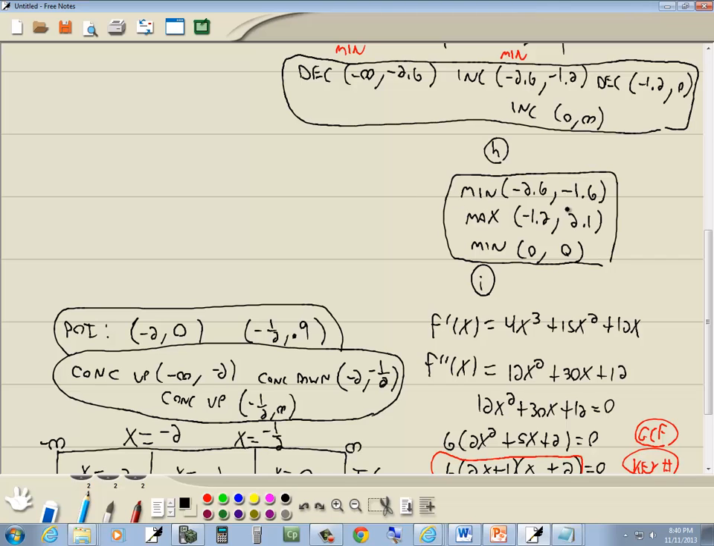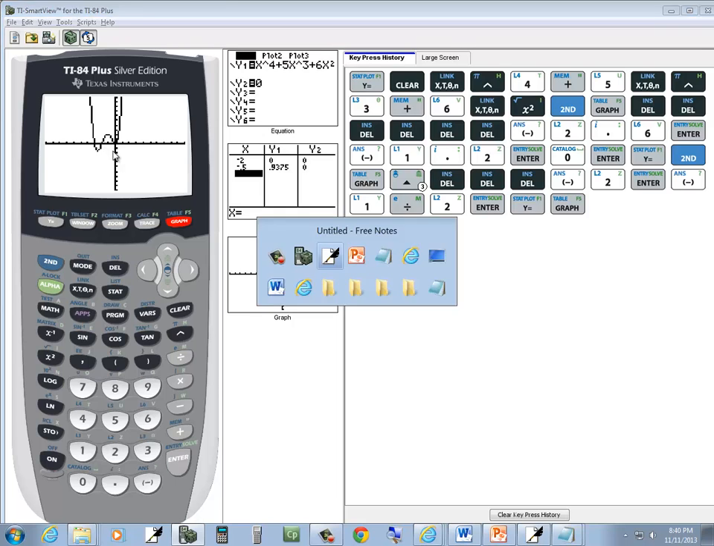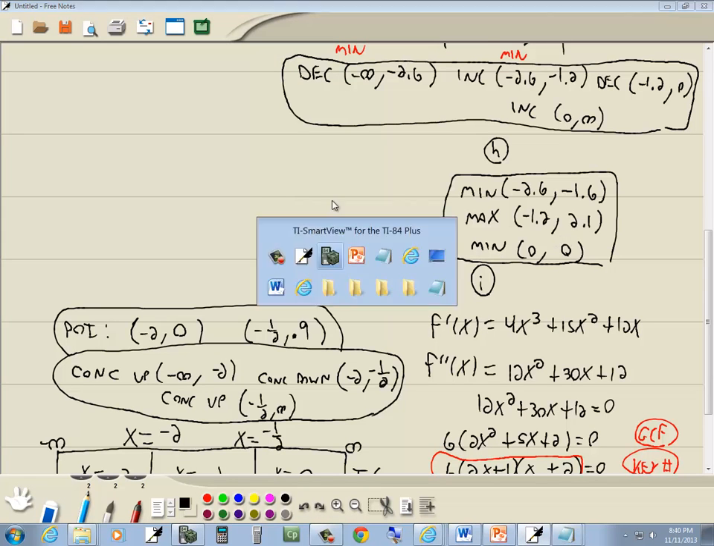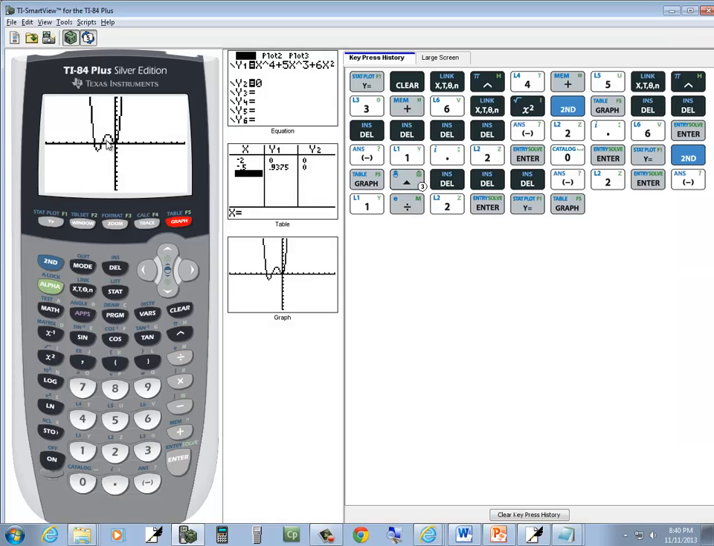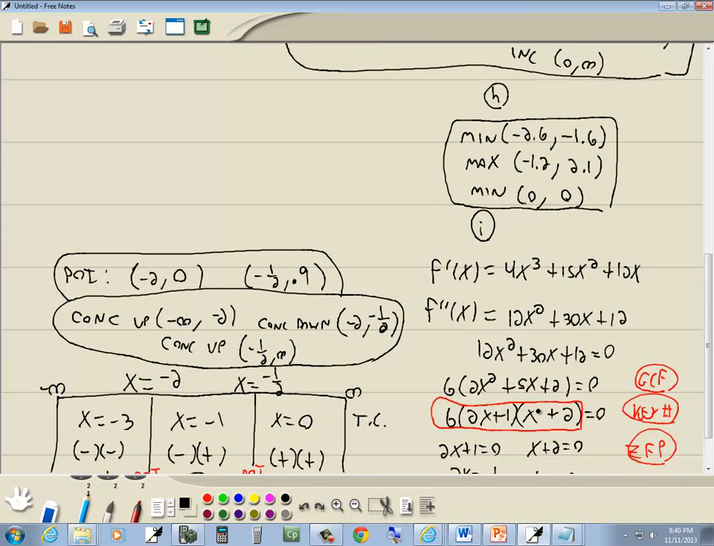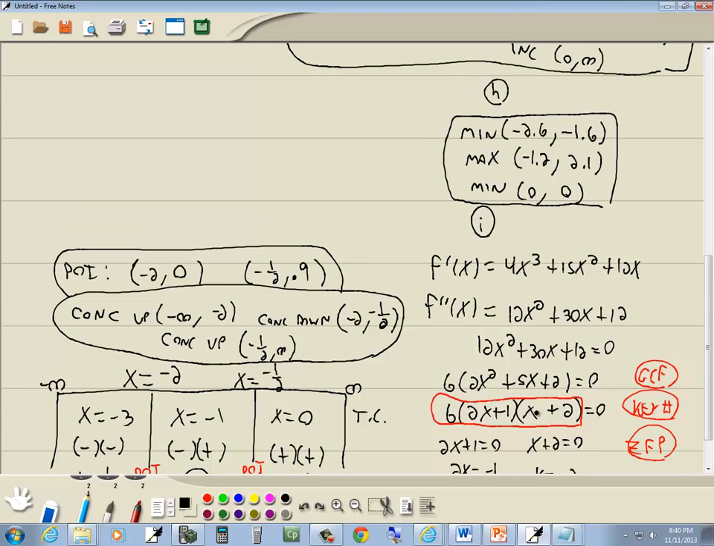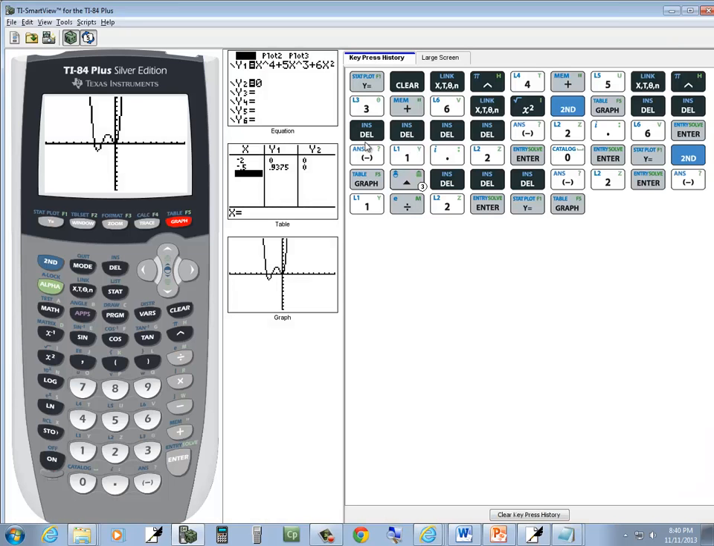Our min is negative 2.6, negative 1.6. That looks like a min. Max is negative 1.2, 2.1. Yeah, that looks like a max. And min is 0, 0. Yeah, that sure looks like it there. Concavity you can't really see real well in a lot of problems, so I'm not even going to look at that. But this looks like a fairly accurate sketch. So you just sketch this down and that would be your graph.